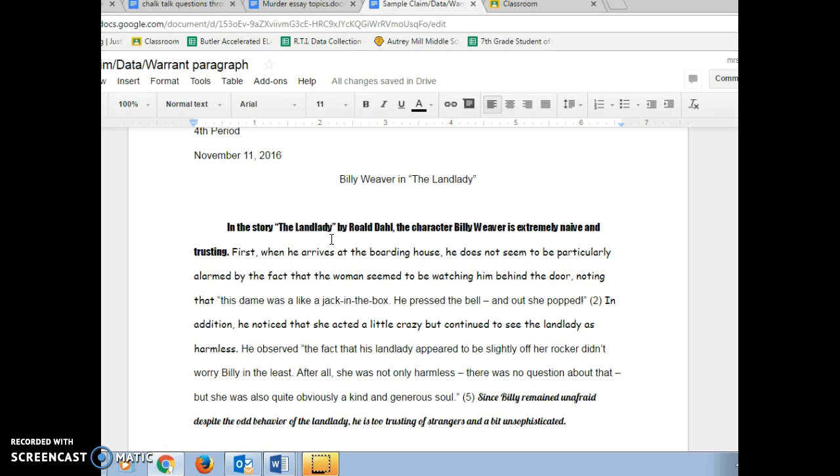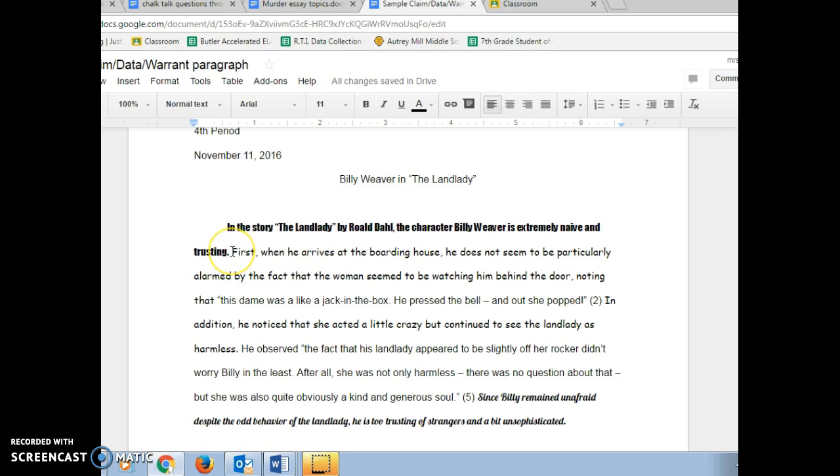All right. So I've gone in and I've found a couple of quotes to show that he's overly naive and trusting. Naive means sort of unsophisticated, not very worldly. After I'd found my quotes, I needed a way to incorporate them. The first thing I did is I had to introduce the piece of data. The first piece of data I found was when he answered the door, and it said, "This dame was like a jack-in-the-box. He pressed the bell and out she popped." That's the actual quote from the story with a page number.